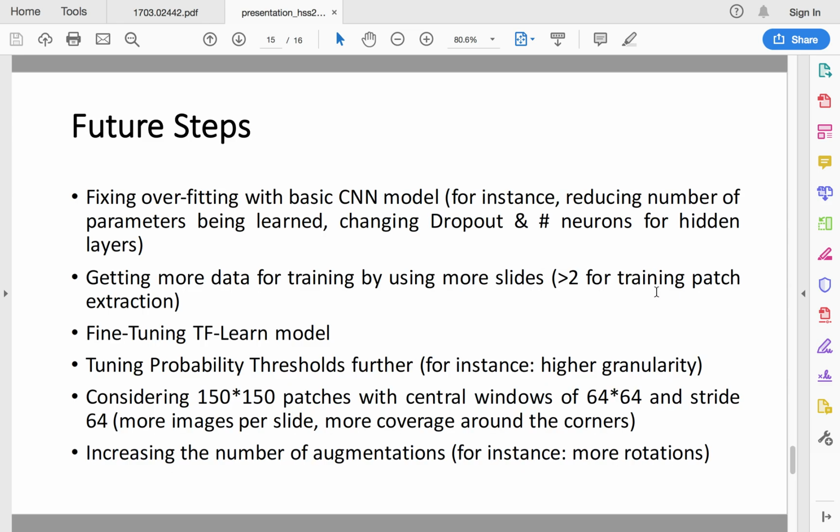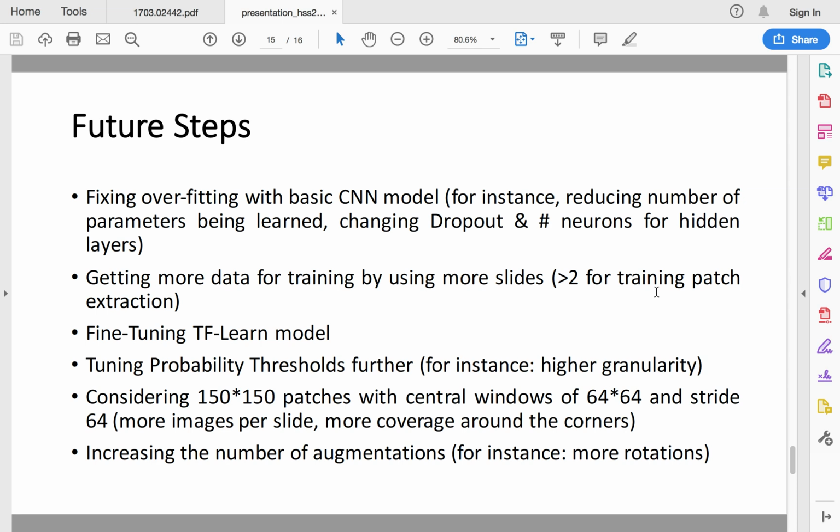And coming to future steps that can yield further improvements in the performance, fixing overfitting with the basic CNN model, for instance, reducing the number of parameters being learned, changing dropout, and the number of neurons for hidden layers, can be the next step to improve the performance of the basic CNN. Of course, getting more data for training by using more slides, greater than 2, for the training patch extraction would help a great deal. And fine-tuning the transfer learning model would also help in improving its performance in terms of the overall precision and recall.